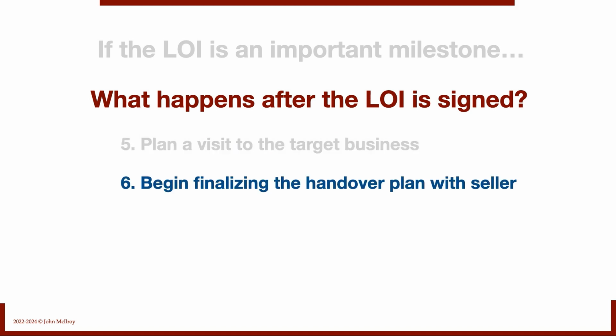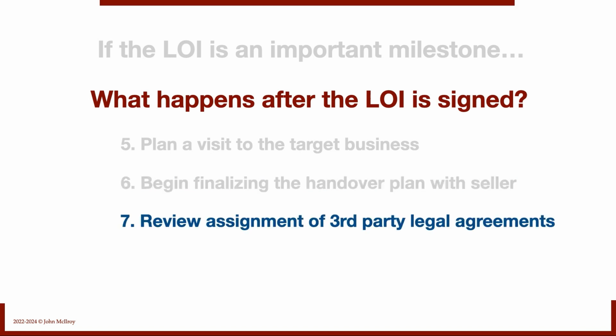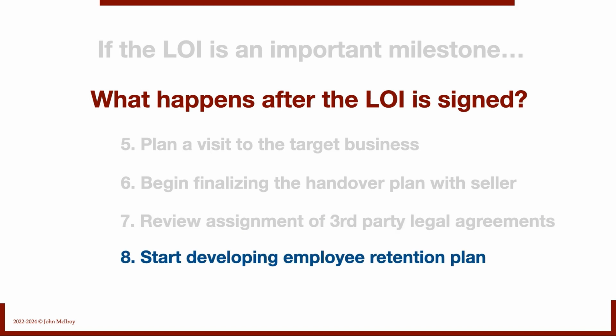Number six, begin finalizing the handover plan with the seller, the transition. What kind of time do we need from the seller? How long do we want them to be committed? Next, we have to review assignment of third-party legal agreements, like leasing the facility, leasing equipment, etc. And finally, we have to start developing an employee retention plan. More important in an asset purchase than a share purchase, but still important in both.